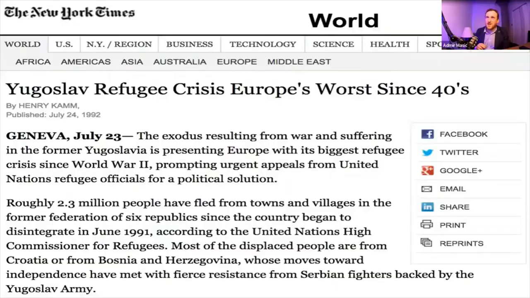I would like to share also this article in the New York Times from 1992, where you see, on July 23rd, the exodus resulting from war and suffering in the former Yugoslavia is presenting Europe with its biggest refugee crisis since World War II. So a lot of people left their homes. 2.3 million people have fled from towns and villages. And one of these villages was also Kolibe Gornje.